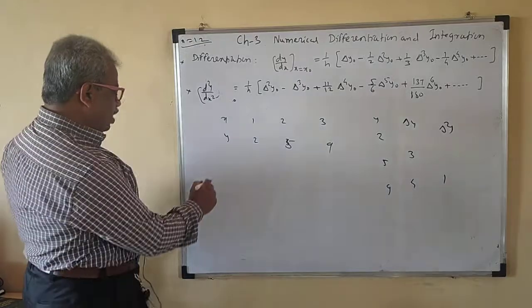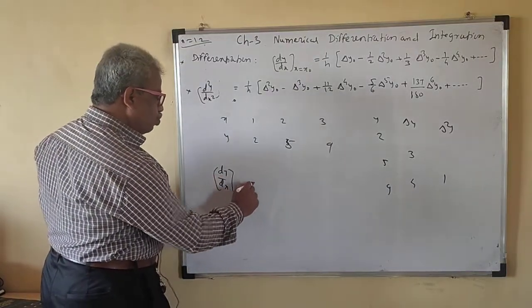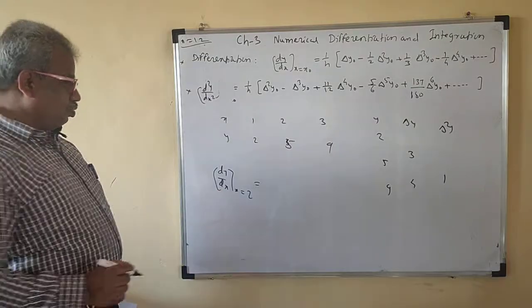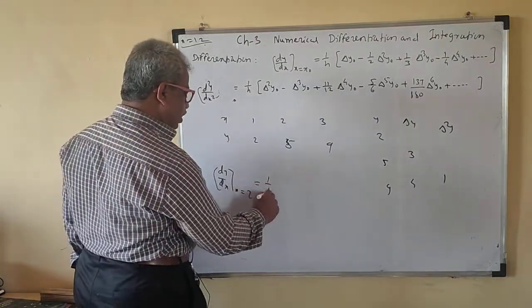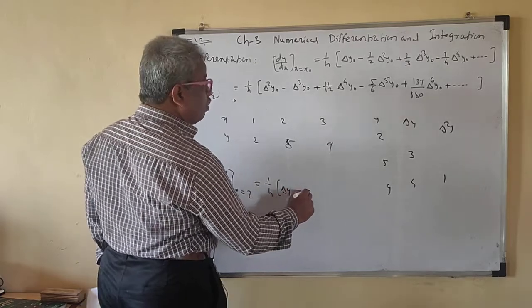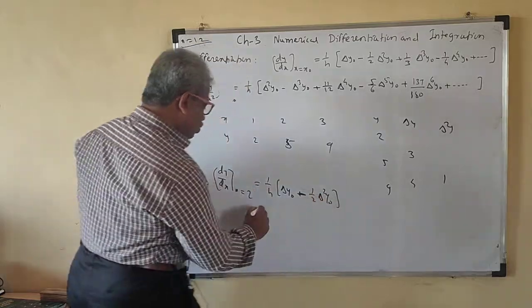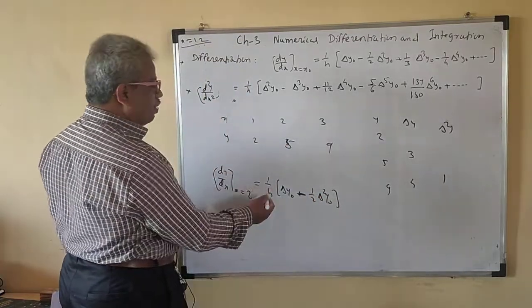Okay. Now we have to find dy by dx at x is equal to 2. So what is the formula? This is 1 by h, del y naught minus 1/2 del square y naught. So 1 by h is 1. So no problem for this one.